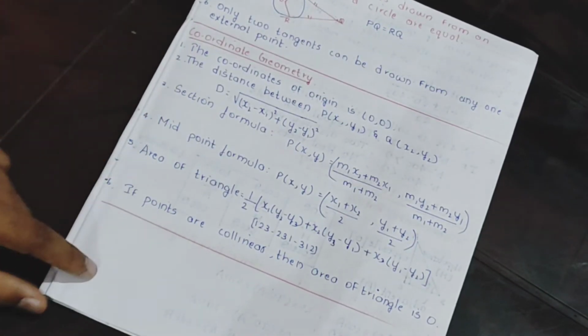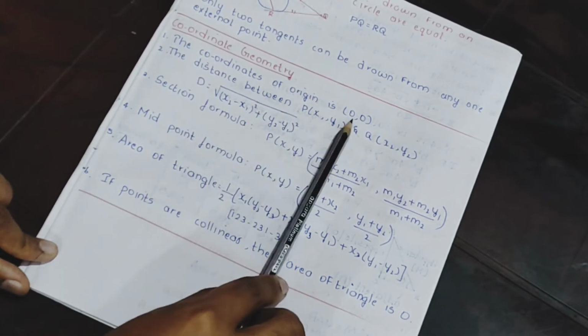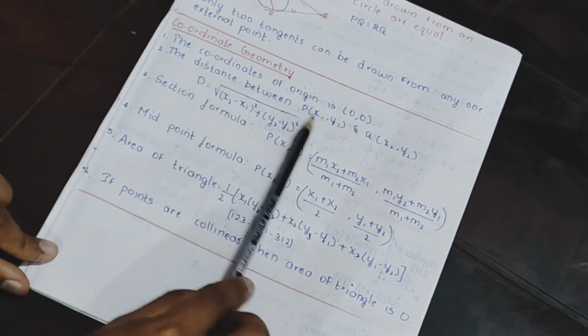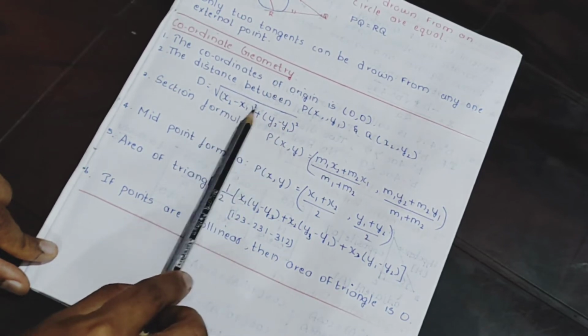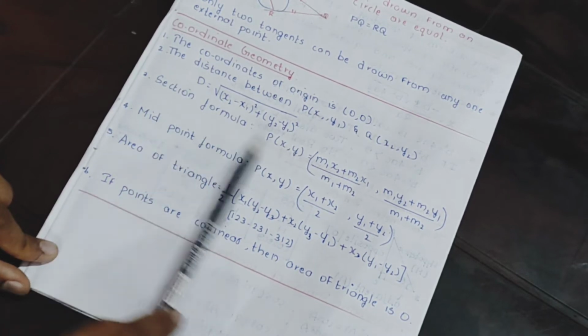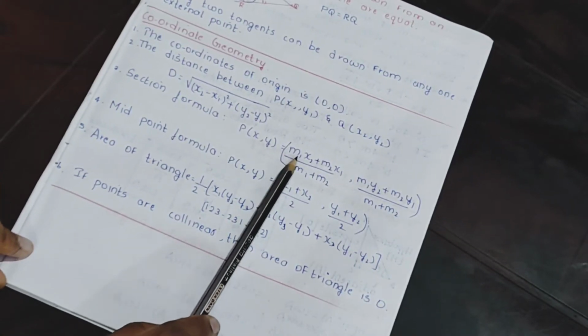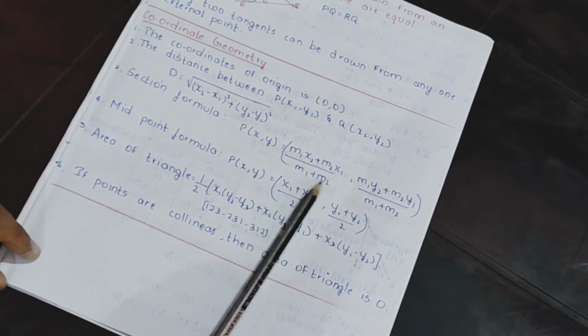Next, coordinate geometry. We all know these formulas. You need to remember them. The coordinates of the origin are 0, 0. Then the distance formula: see it properly, where to write the square and where not to write the square, remember it. Next, coming to the section formula. Remember, in the section formula, don't make a mistake between 1 and 2, 2 and 1. Then in the denominator, m1 plus m2.